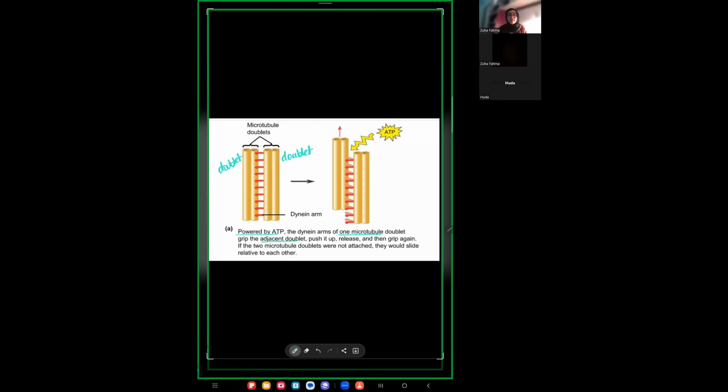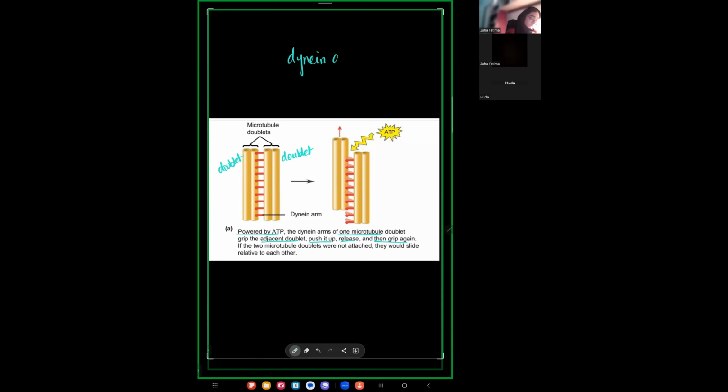The adjacent doublet, once it has absorbed the energy of ATP, it then binds to the adjacent neighboring doublet, and then it pushes, it creates a force, a sliding force, and then it pushes it up, releases, and then grips it again. So a rhythmic movement, a continuous sliding force is generated by these dynein arms.